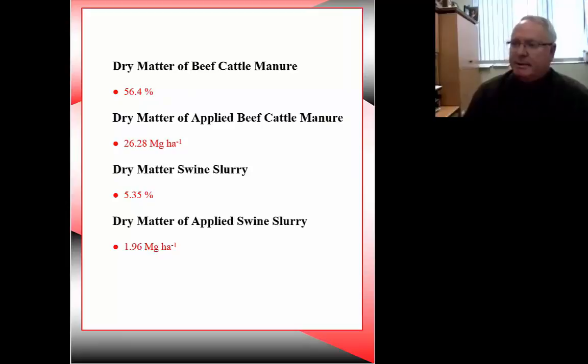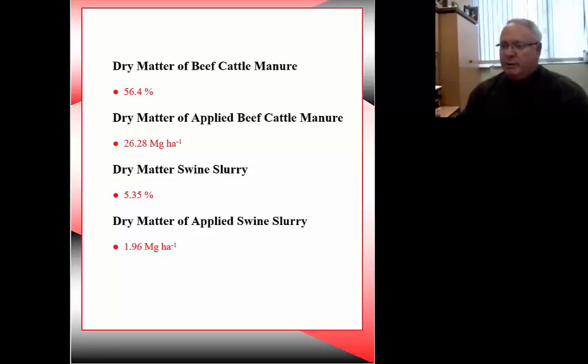What I'd like to do now is present some of the results from the laboratory analysis of these materials. The dry matter for the beef cattle manure was 56.4%, so it was relatively wet. It was taken just from a feedlot soon after the area was cleaned, and the amount of dry matter of the applied beef cattle manure was 26 megagrams per hectare. Looking at the dry matter for the swine slurry, that was 5.35%. It's really liquid, and the dry matter for the applied slurry was just under 2 megagrams per hectare.